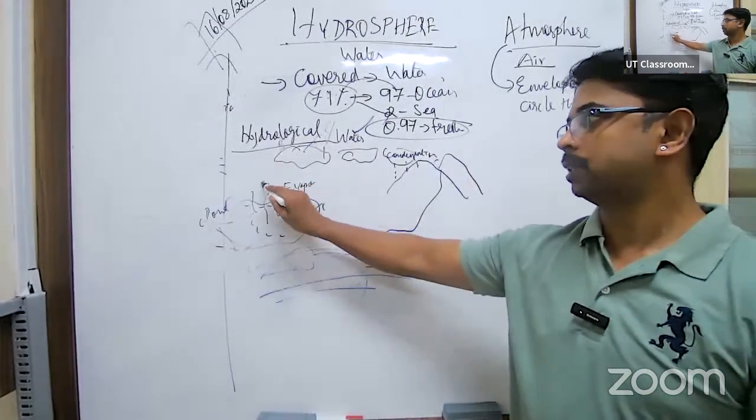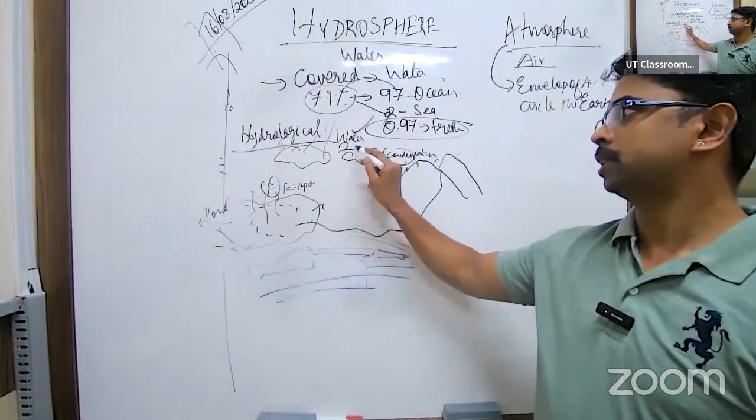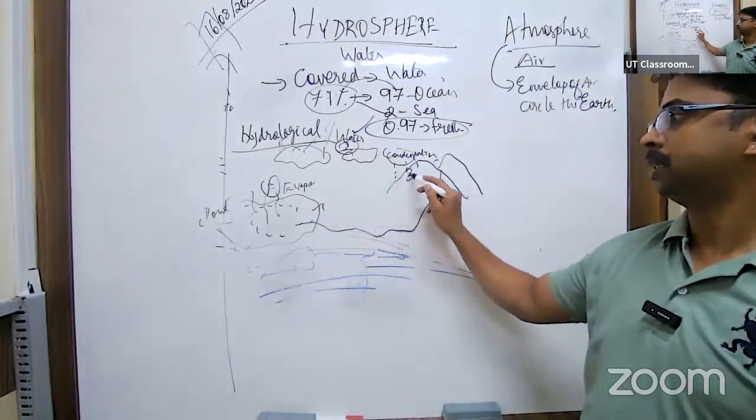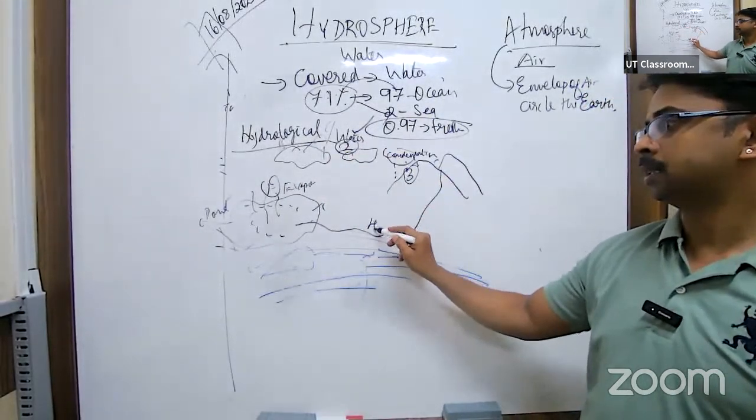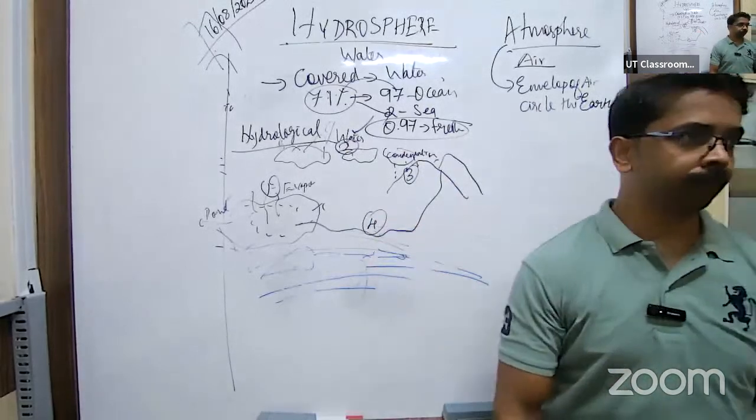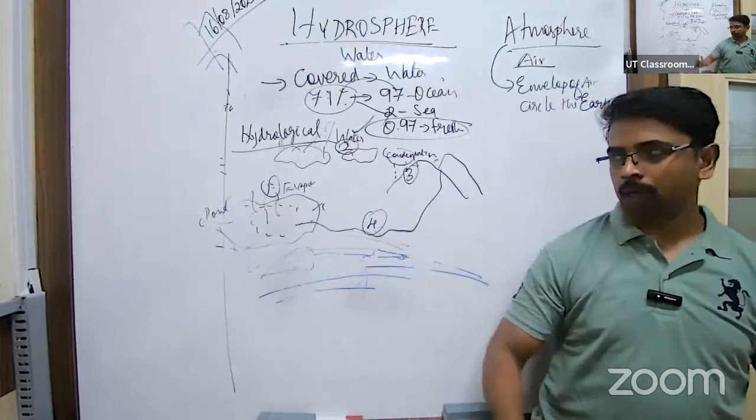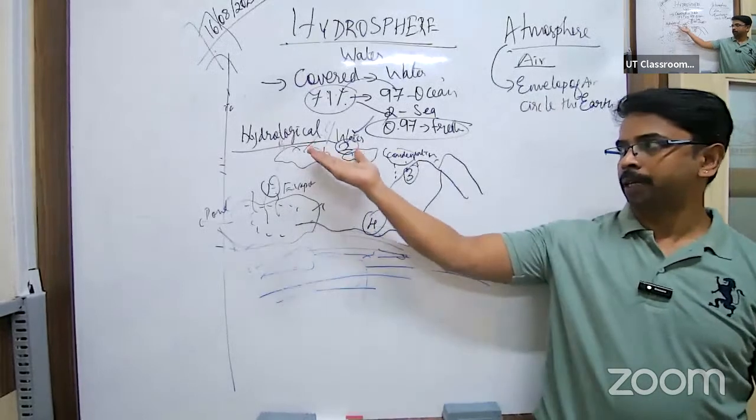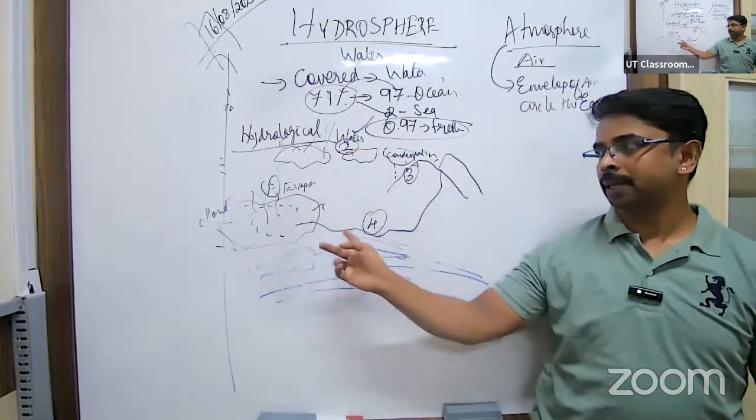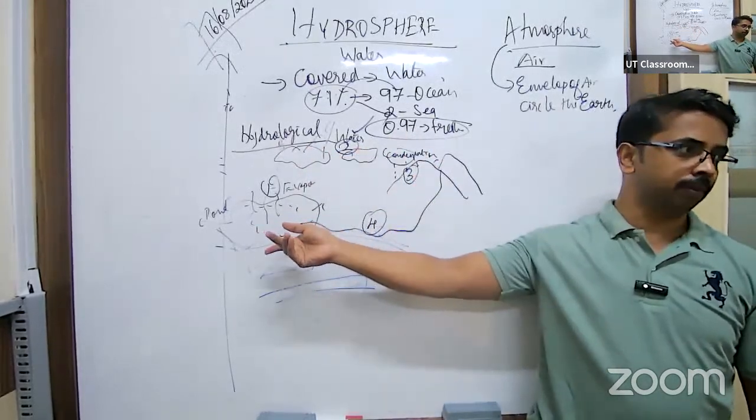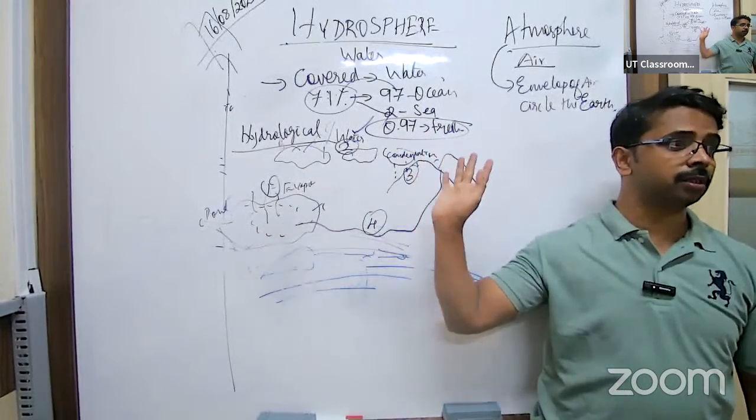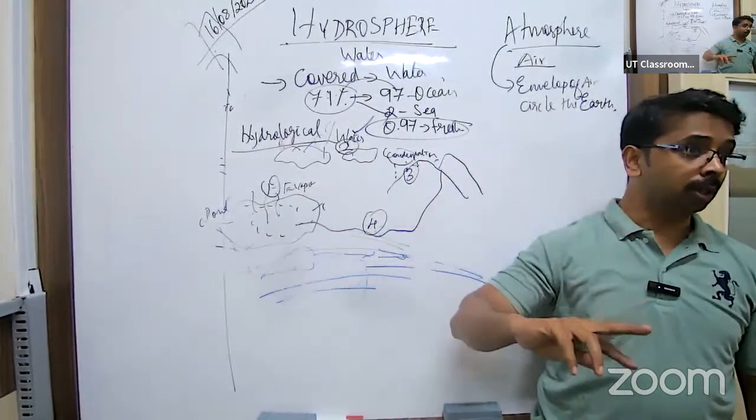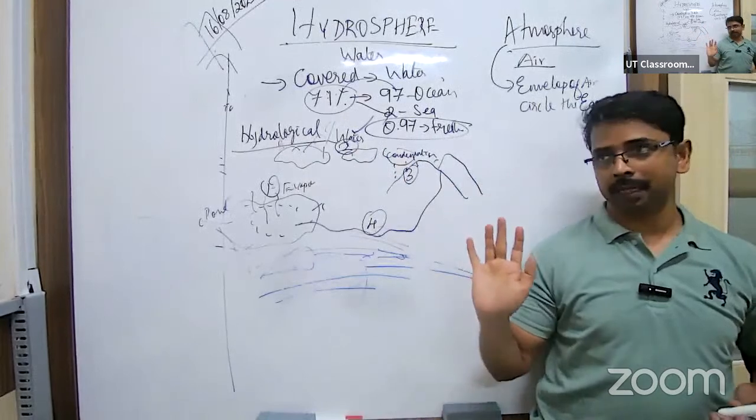So this is phase number one. This is phase number two. This is phase number three. And this is phase number four. So whatever water is evaporated, more or less the same water comes back to that same place. So this is nothing but which cycle? Water or hydrological cycle. Is it clear?